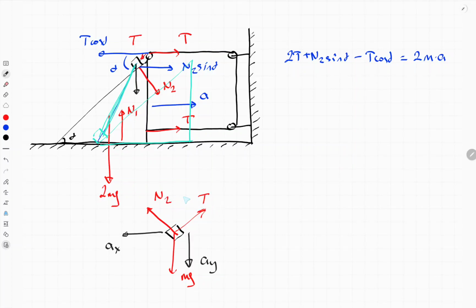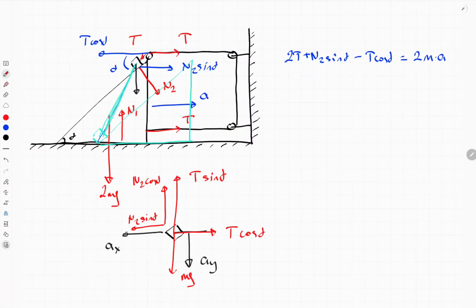So let's write this tension and the normal force in terms of components. So this angle is alpha. It means we can remove it and write it in terms of components. In this direction we have T cosine alpha. Upward we have T sine alpha. Same logic we will use for N2. Upward we will have N2 times cosine alpha. To the left we have N2 sine alpha. So now we have all forces only in vertical and horizontal directions.